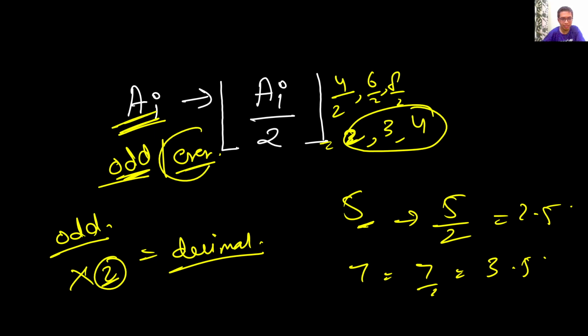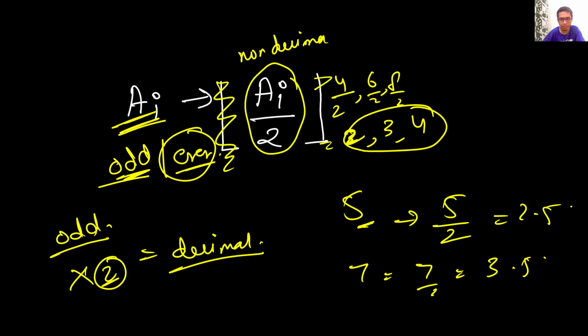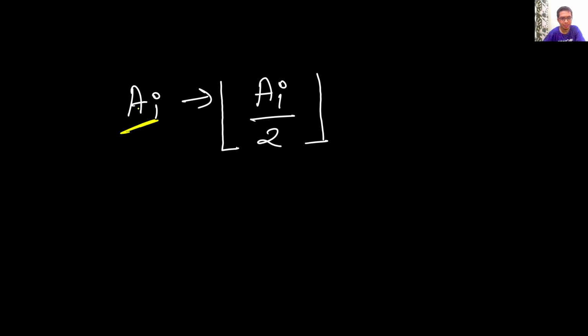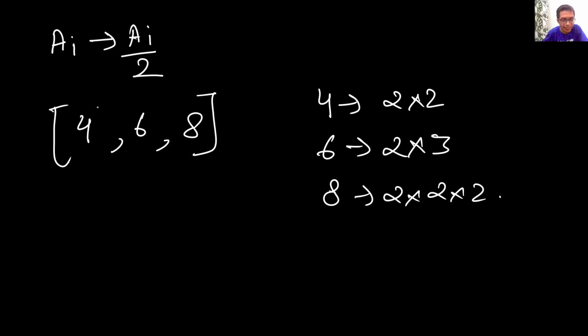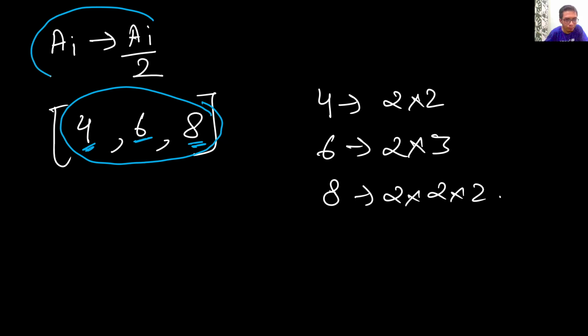So if Ai is even, then this result would be non-decimal. Hence, in that case, we can remove these lower bound functions. So if Ai is even, then in that case, Ai can be rewritten as Ai upon 2. Now, let's consider a case in which we have only even numbers. So here we have 4, 6, and 8. As all of these numbers are even, we can perform this modified operation for even numbers on these array elements.